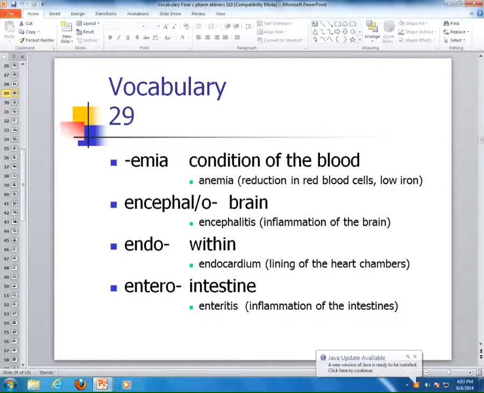Emia is any kind of condition of the blood. So if you see, for example, anemia, you're lacking something important in the blood, a reduction in the red blood cells or in the iron levels. But if you see emia of any sort, it's something to do with the blood. Encephal, or encephalo, is the brain. What did cephal mean? Cephal meant head. Encephal, within the head, one finds the brain. Encephalitis, an inflammation of the brain. Endo, within. Entero, your intestines. So enteritis, inflammation of the intestines.